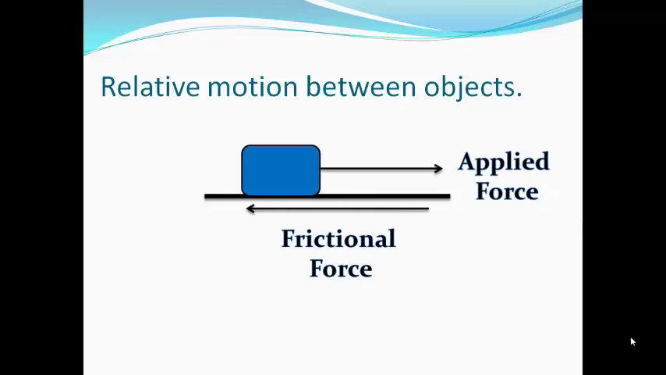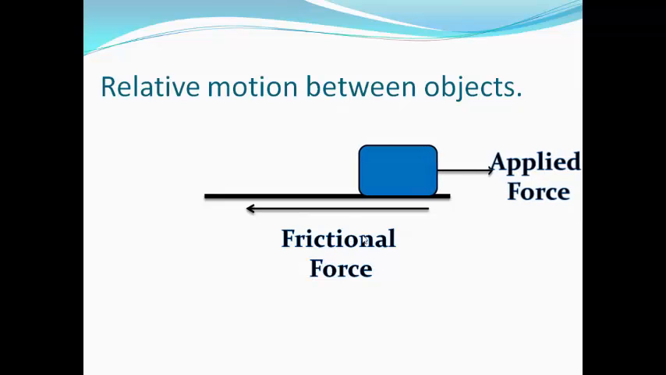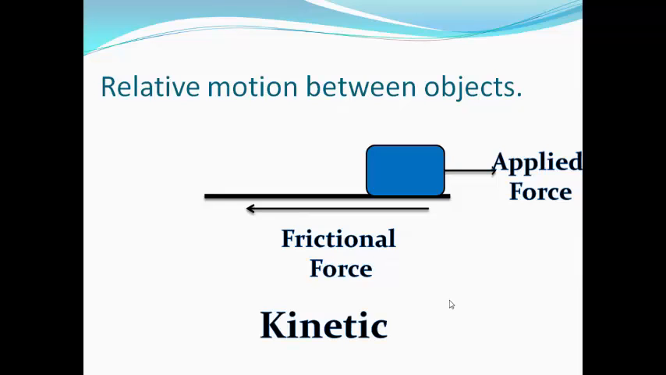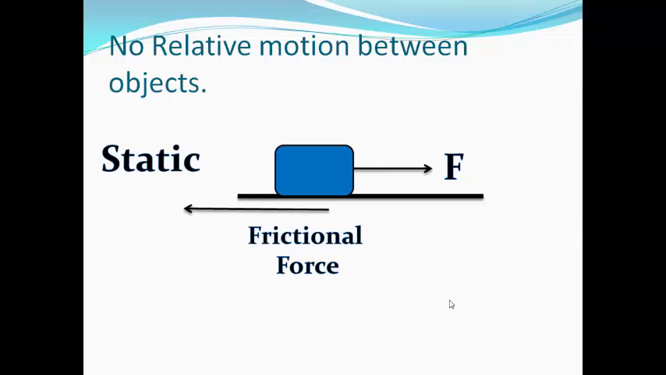Whenever there is relative motion between objects, then frictional force slows down the sliding object. Such a frictional force is called kinetic force of friction. If even after application of force there is no relative motion between the objects, then this frictional force is called static force of friction.